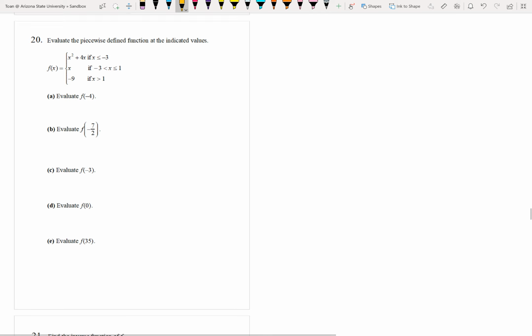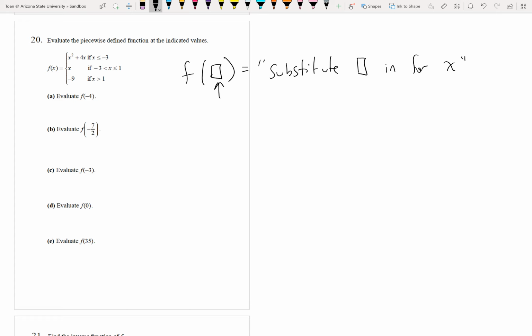Number 20, evaluating a piecewise function. The idea is you have to know that if I give you function notation, whatever is inside the input here, that's basically saying substitute whatever is in there in for x. Now for a piecewise function, you have to look at your domain restrictions because not every single x value fits in every single function.